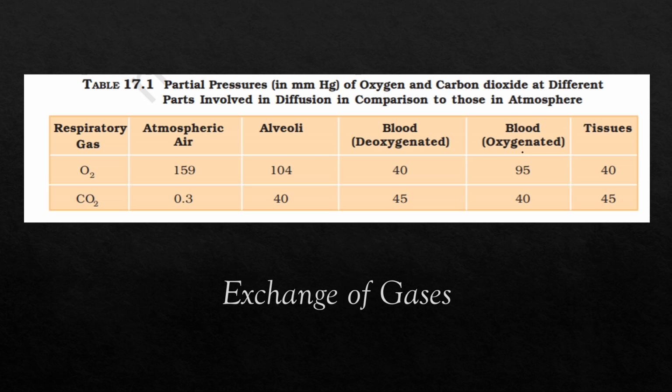Now in this graph you're seeing that respiratory gas oxygen in the atmosphere is 159 millimeter of mercury. In alveoli it's 104, in deoxygenated blood it's 40, in oxygenated blood it's 95, and at tissues oxygen is 40. Then carbon dioxide present in the atmosphere is 0.3, a very small amount, and in alveoli it's 40, then deoxygenated blood 45, oxygenated 40, and tissues 45. How these figures are useful to us, we'll learn in the next slide.